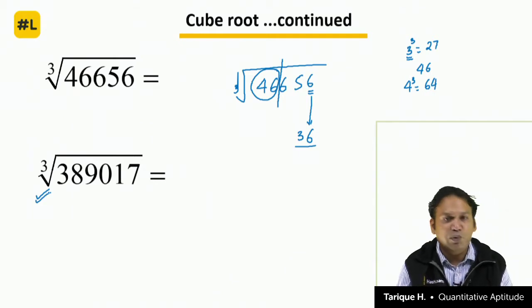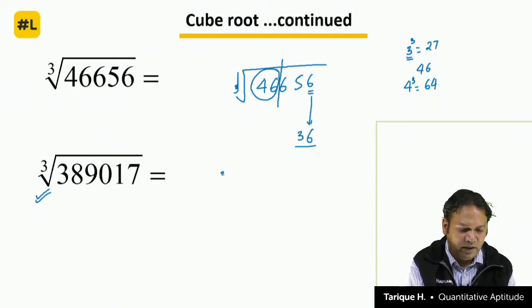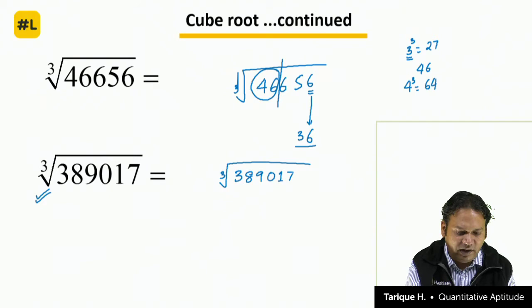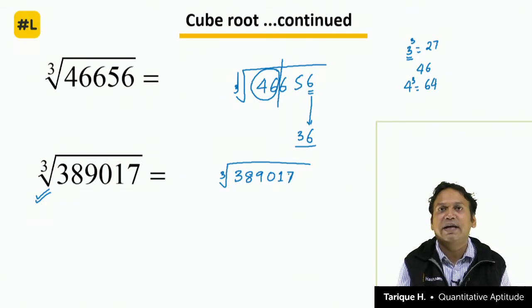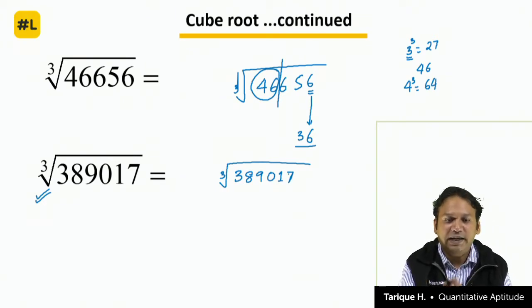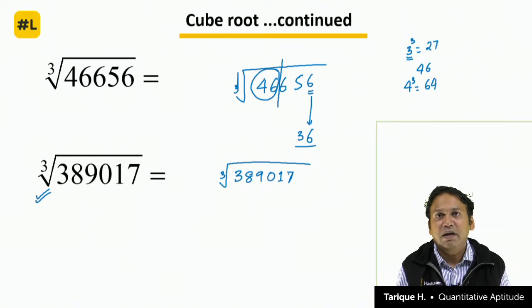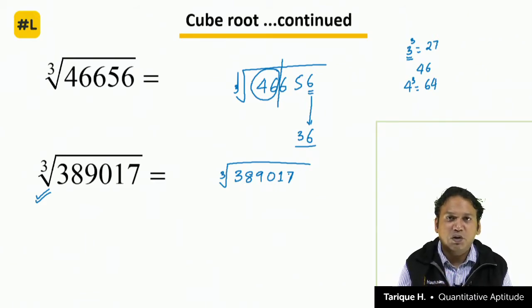So can we do the same thing for 389017? What will be the cube root of 389017? Can you find out the cube root of 389017 and post the answer in the comment section? It's very easy. It should not take more than 2-3 seconds. If you follow the technique that I have discussed, you can find out the cube root within 2 seconds to 3 seconds maximum. If you have good practice, you can do it within a second itself.